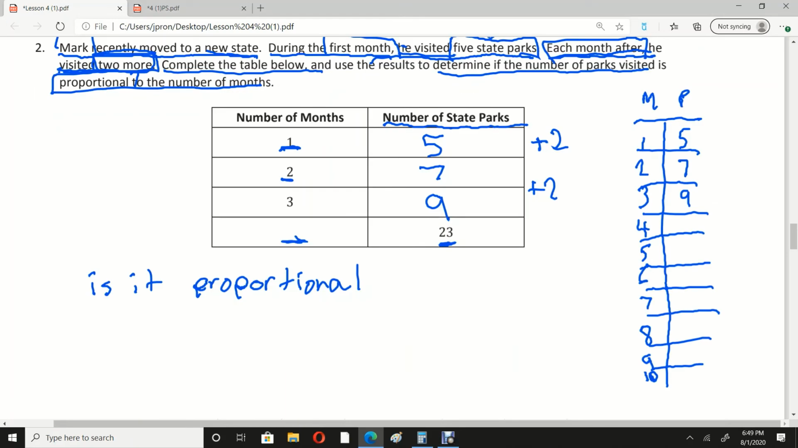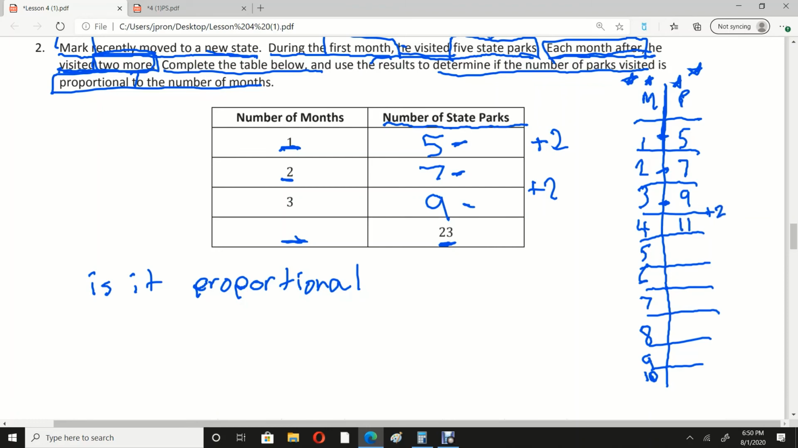So one way you may have gone about finding this answer is just by expanding your table a little bit, like I did right here. So over here I have months, and over here I have parks, and I just kind of stretched the table out, right? So first month we had 5 state parks, just like we did in our original. Second month we had 7 and 9, just as we did in our other chart. Now we just continue, right? So we're going to add 2 each time.